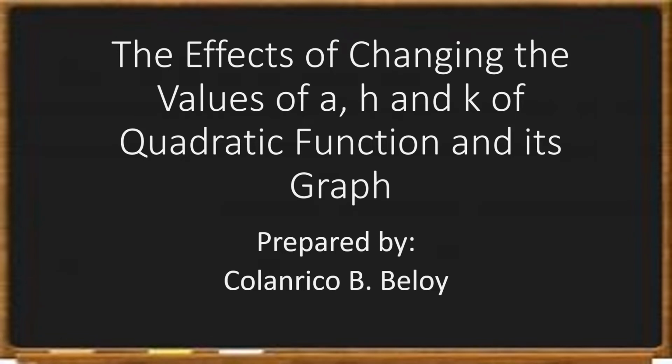Our lesson for today is all about the effects of changing the values of a, h, and k of quadratic function and its graph. So where can we find those letters a, h, and k? It is in the vertex or standard form of quadratic function. So let's start.